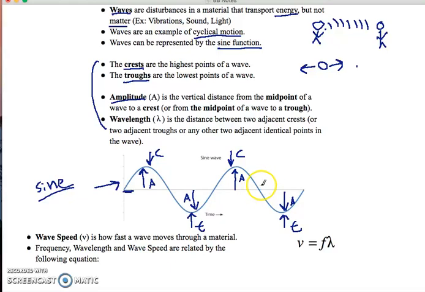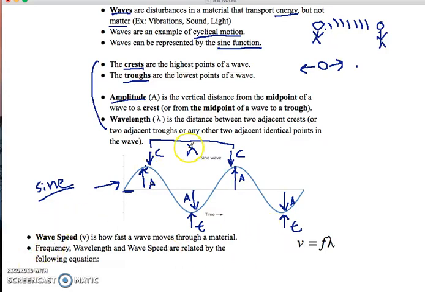And wavelength is the distance between two crests or two troughs or any other identical adjacent points. So for example, if we look from this crest to this crest, the two successive crests, that would be an example of wavelength. It would also be an example if you went from trough to trough. So it's basically how long the wave is. You can kind of think of it like that. That's wavelength.